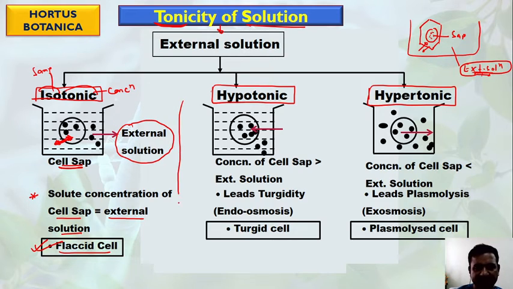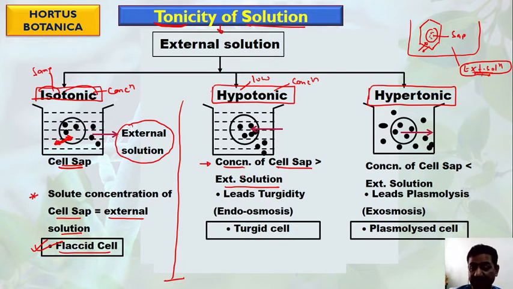Now talk about the second part, my dear, and this is the hypotonic solution. Hypo means low and tonic means concentration, as we just discussed. So outside we have the low concentration. If outside we have low concentration, then inside we have the high concentration. The concentration of cell sap inside the cell is greater than the external solution.